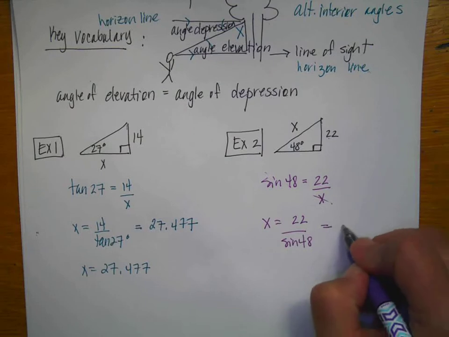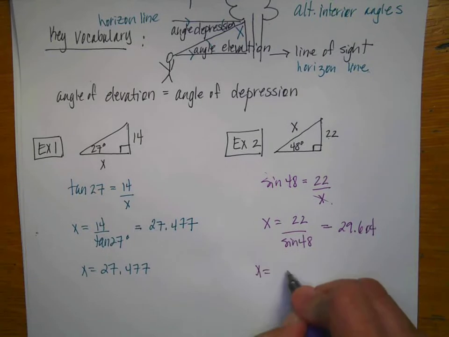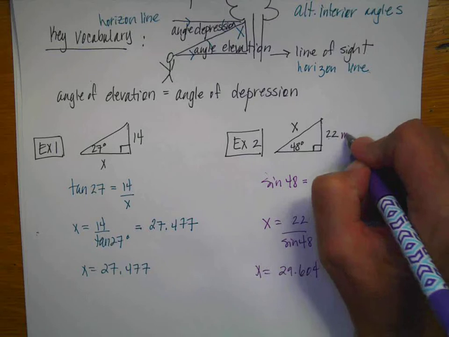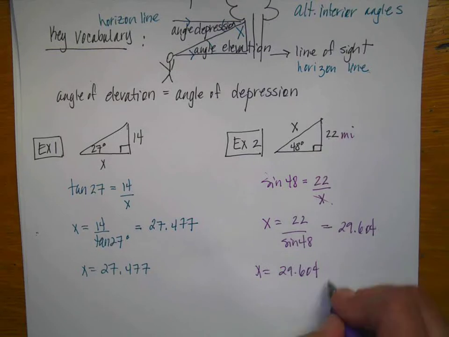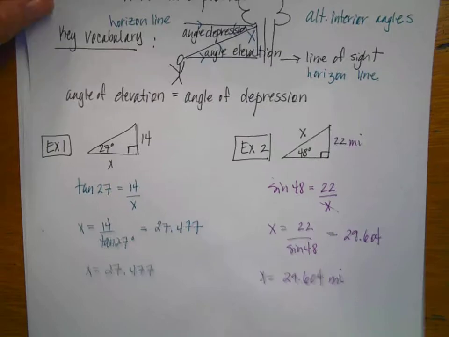Alrighty, and then if I push buttons in my handy dandy calculator, I get 29.604, and then I report. If there had been units, let's say that had been miles, then when I find my x, I would also have to report the units. So you need to be very careful with that.